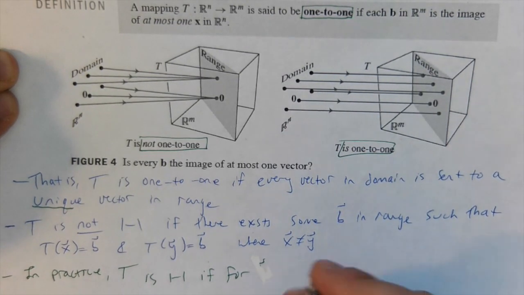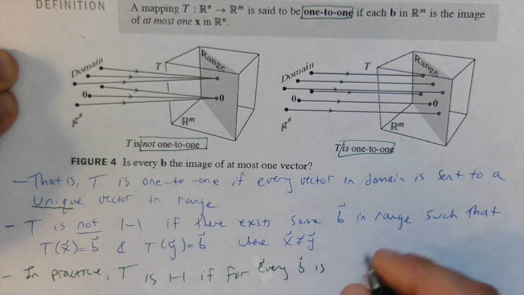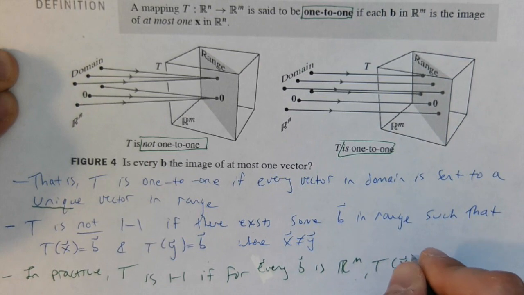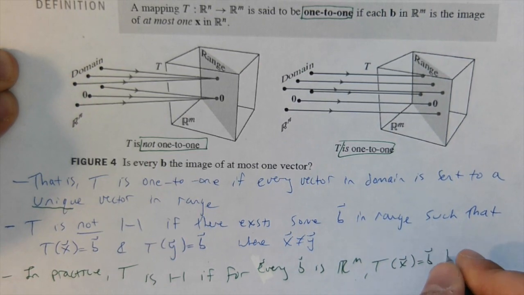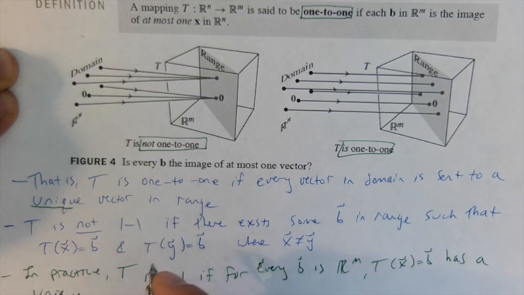If for every b in the range R^m, T of x equals b has a unique solution. And what that means is no free variables.